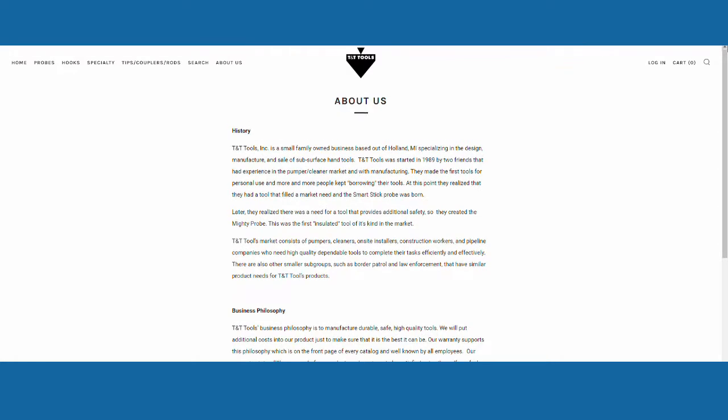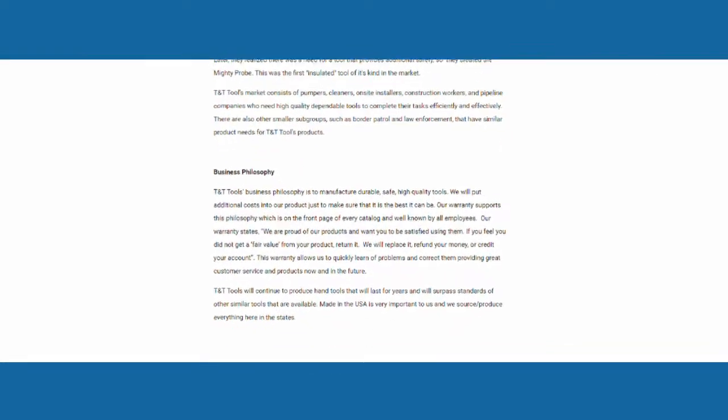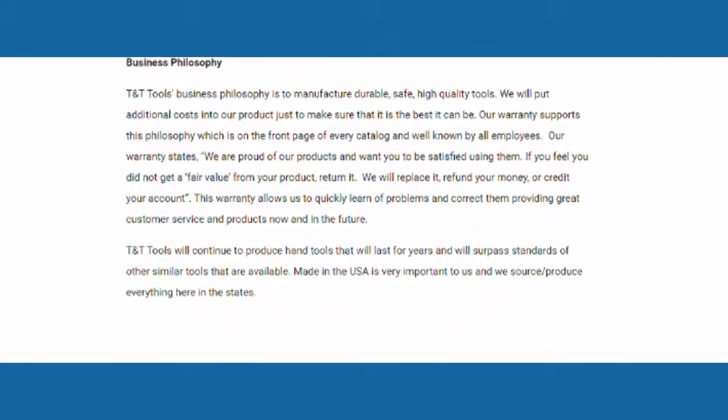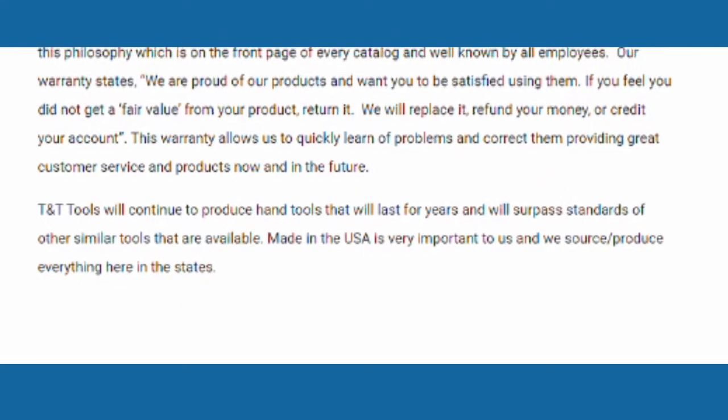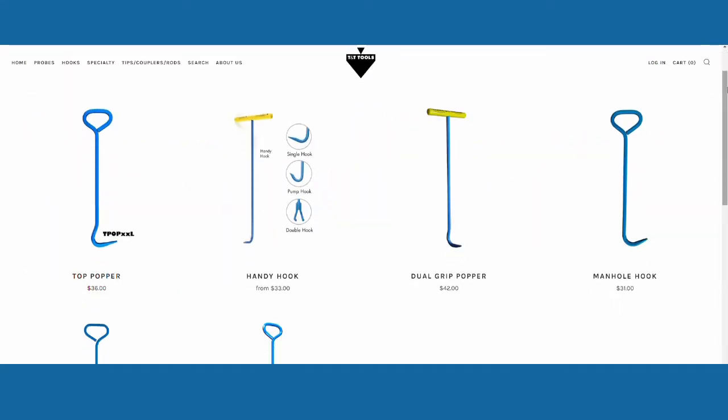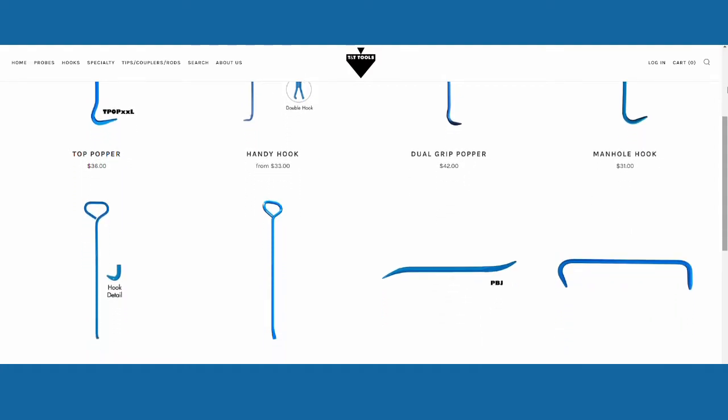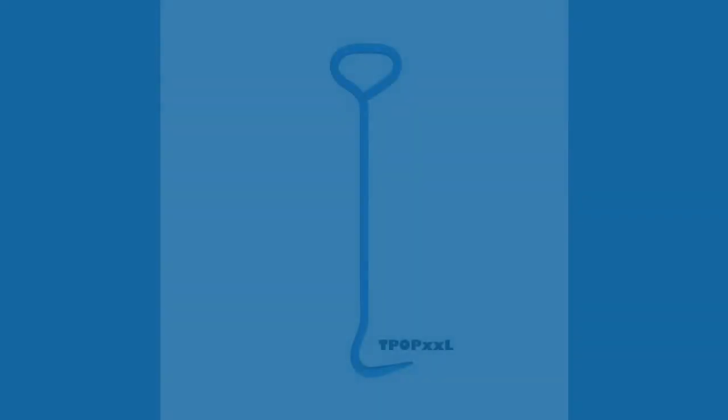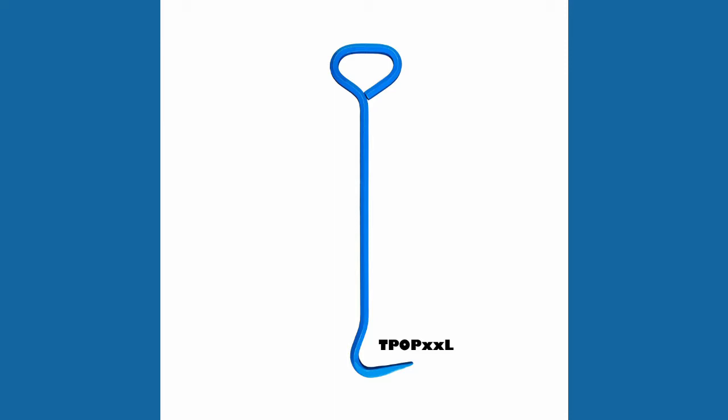TNT Tools Incorporated is a small family-owned business based out of Holland, Michigan, specializing in the design, manufacturing, and sale of subsurface hand tools. Their most popular products include probes, hooks, and other specialty items. They take pride in producing durable, high-quality tools sourced and produced entirely in the United States.